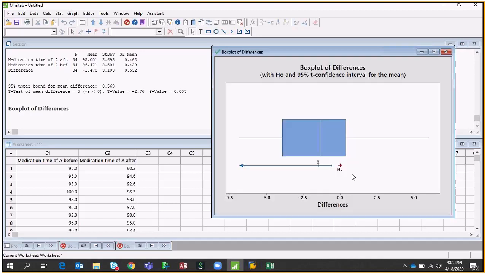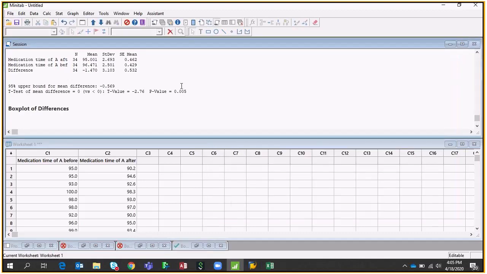In the difference plot also you can see this is your hypothesized value, which is 0, and you are checking from this entire data, and this is your 95% upper bound value. You can see in the session window it is minus 0.569. So it started with minus 0.569. You can see here. That's why 0 is not in this interval or in this area. If it is not in this area, it means you have a p-value less than 0.05, which is showing here, and finally you will reject the null hypothesis.